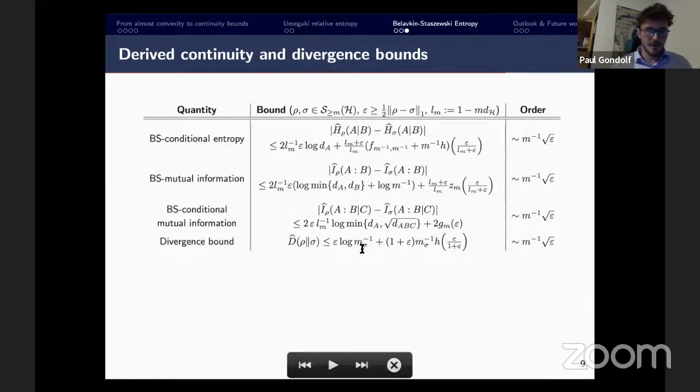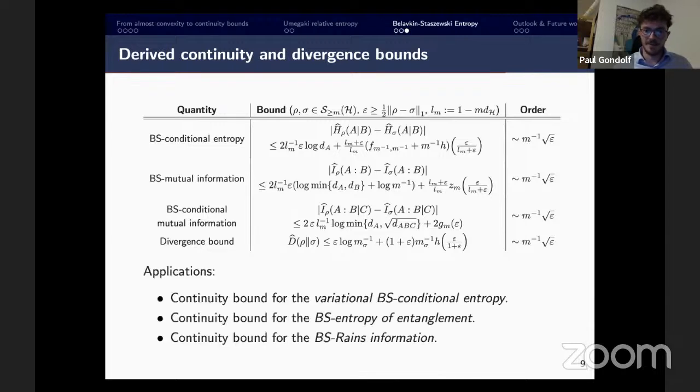One comment maybe, for the divergence bound, we don't require rho to be full rank. We only require sigma to be full rank. And again, m sigma is not, in this case, as in the case of the relative entropy, the minimal non-zero eigenvalue. In this case, it's really the minimal eigenvalue of sigma.